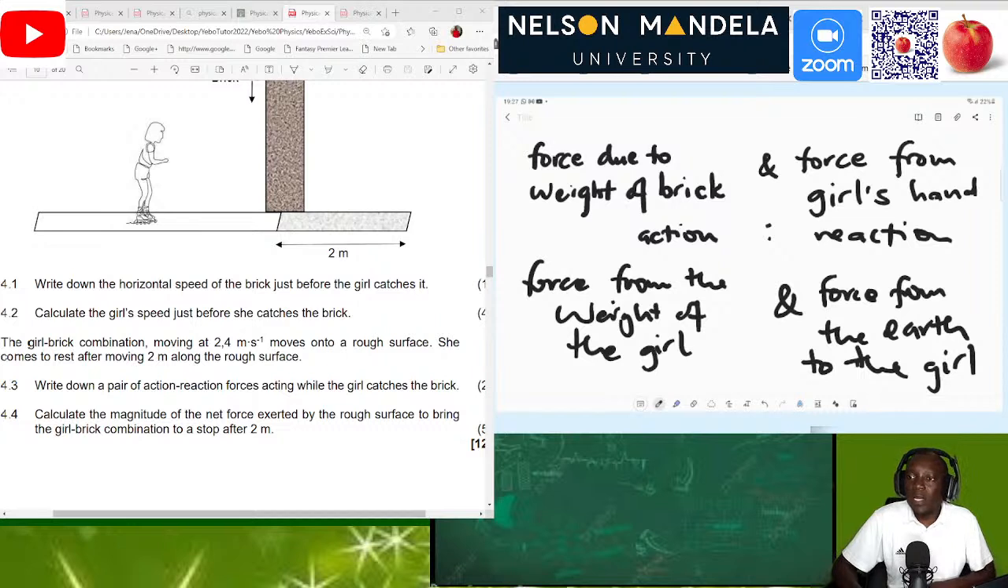We want the net force that is exerted by the rough surface, which is in other words the frictional force on the girl brick combination. We are told they stop after 2 meters. So how do we relate this to the motion of the girl and the brick? Initial velocity, we know. So let me not give you too many clues and see if you guys can do justice to this one.